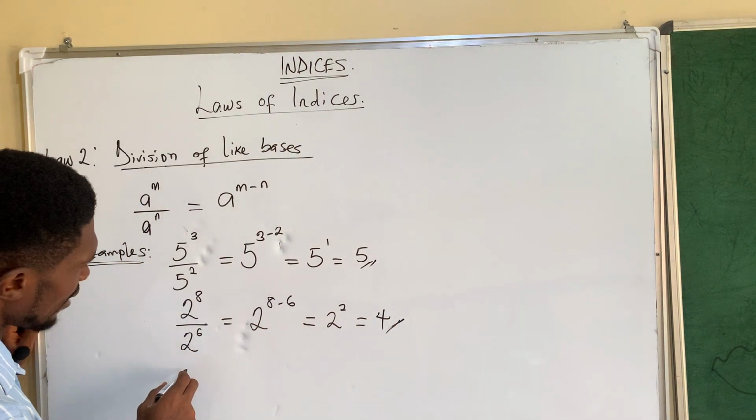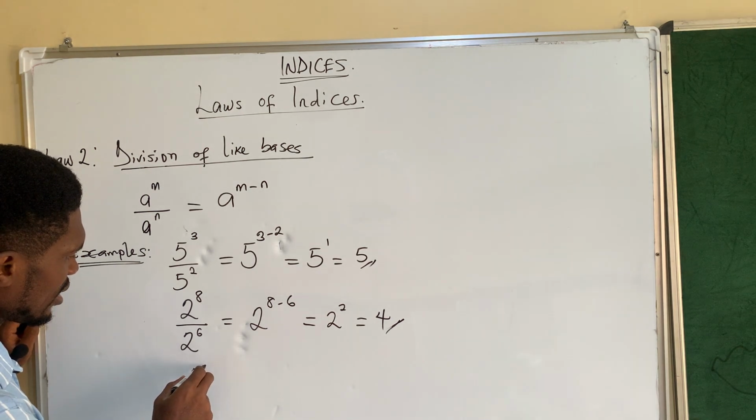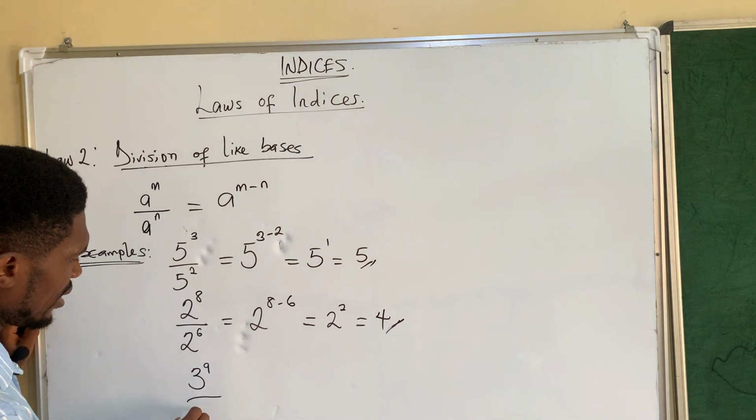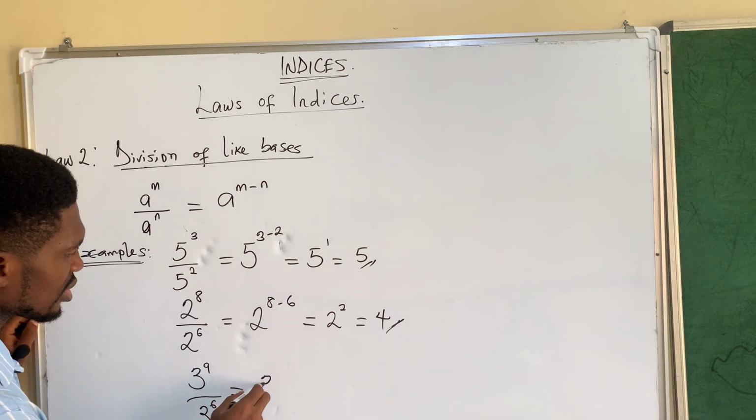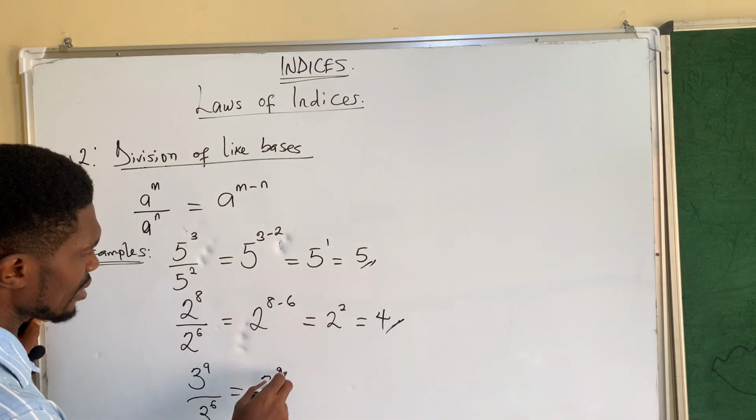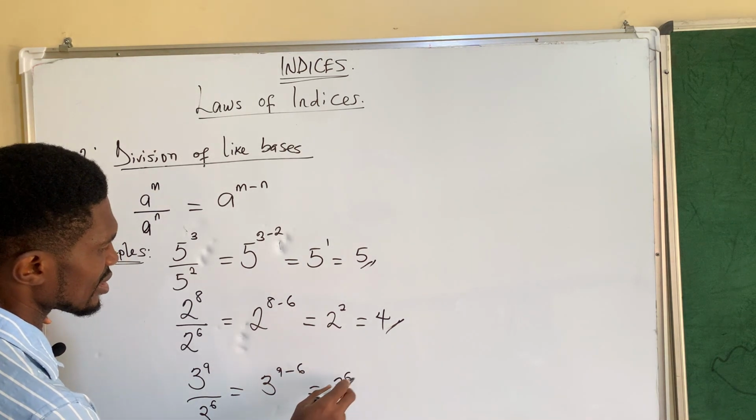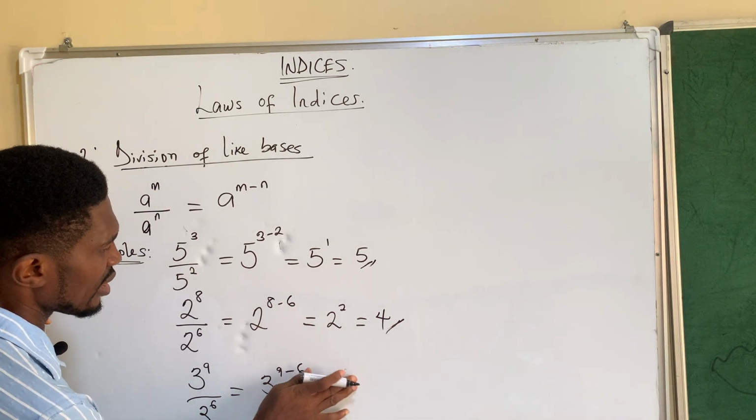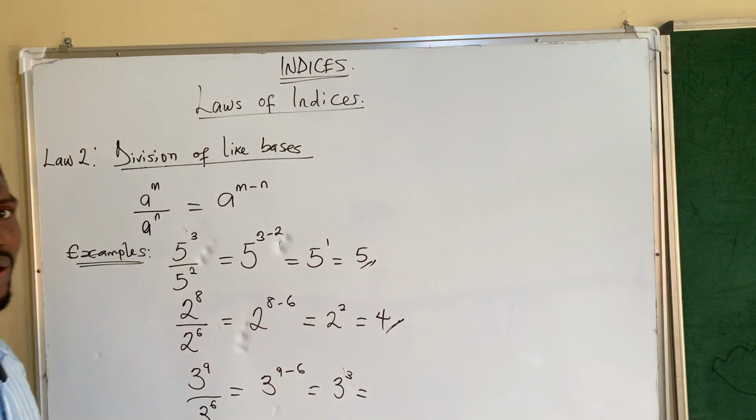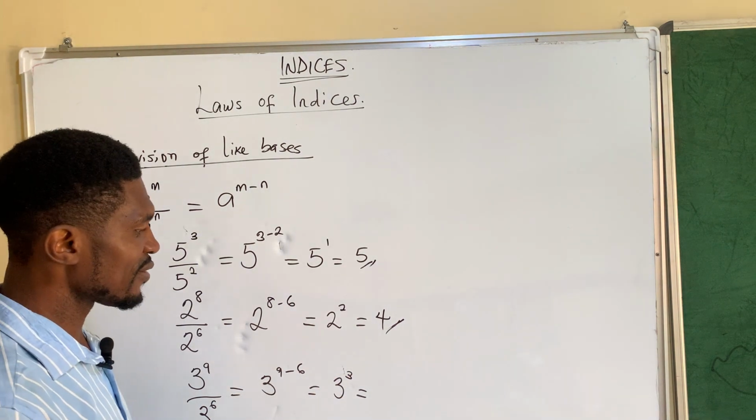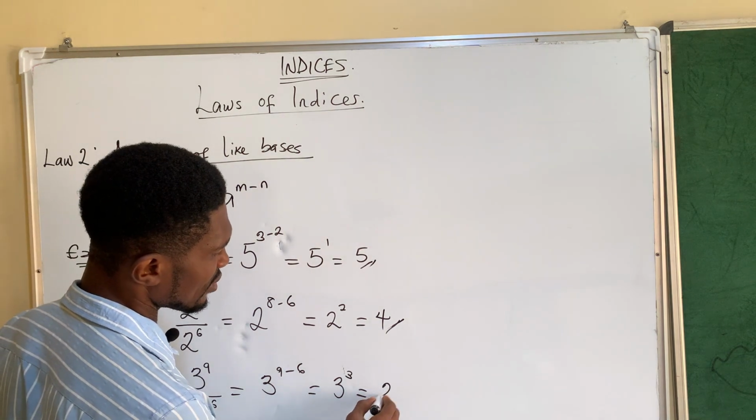Another one again is we have 3 raised to power 9 over 3 raised to power 6 is equal to 3 raised to power 9 minus 6, which is equal to 3 raised to power 3. And 3 raised to power 3 is same as saying 3 times 3 times 3, which is what? 27.